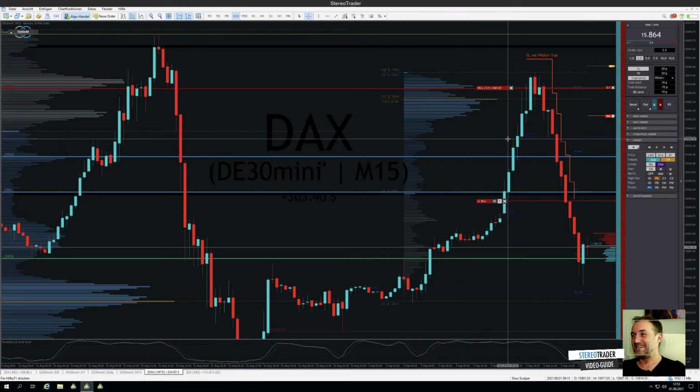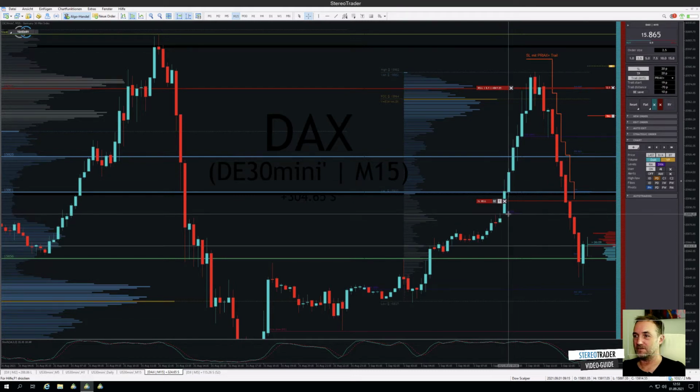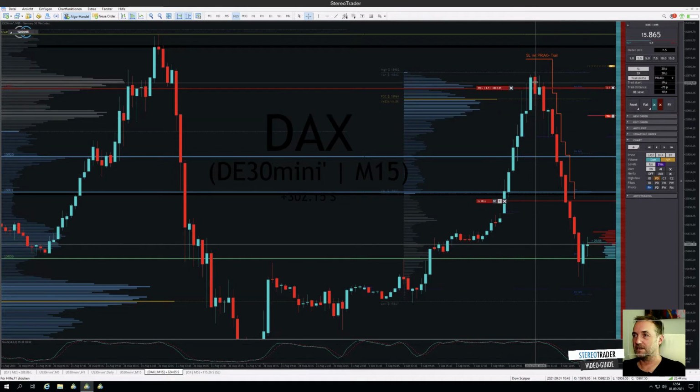Okay, what you see here is that we had a clear structure in the morning. This is where the market started this morning. This was 9 o'clock here in Germany when the market just started, and we had just movements upwards. So you see here one outside bar after the other in M15. Outside bar means it has a higher close and a higher high.